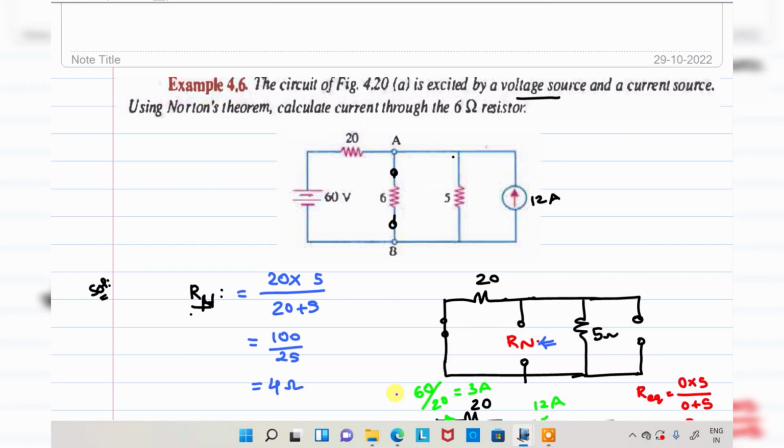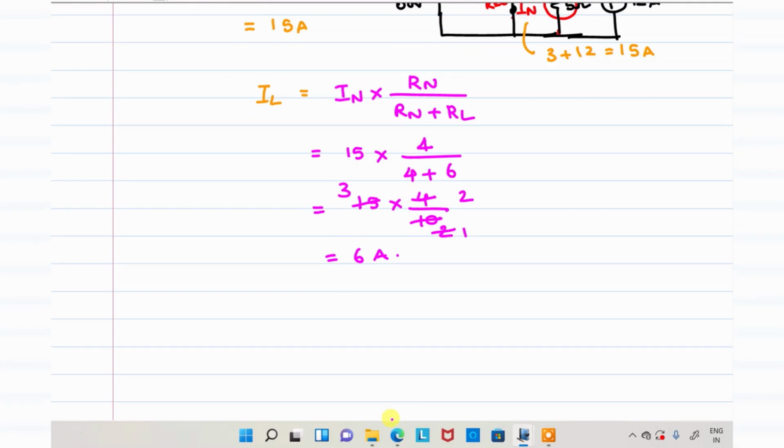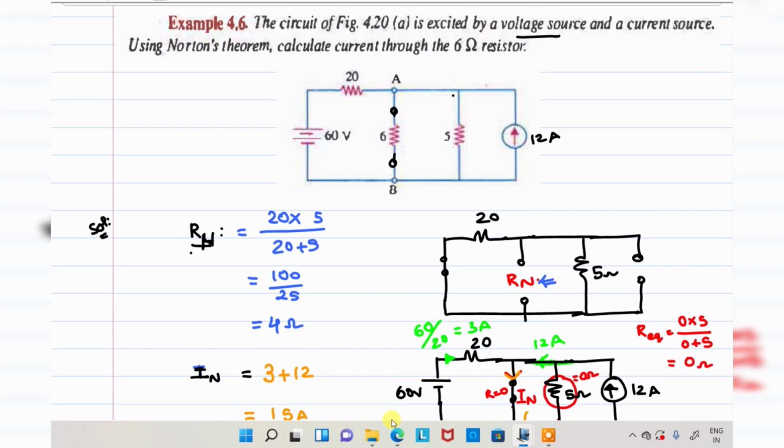This is about the solution. In the examination, they are asking about the load current. What is the load current? 6 amperes is the load current.